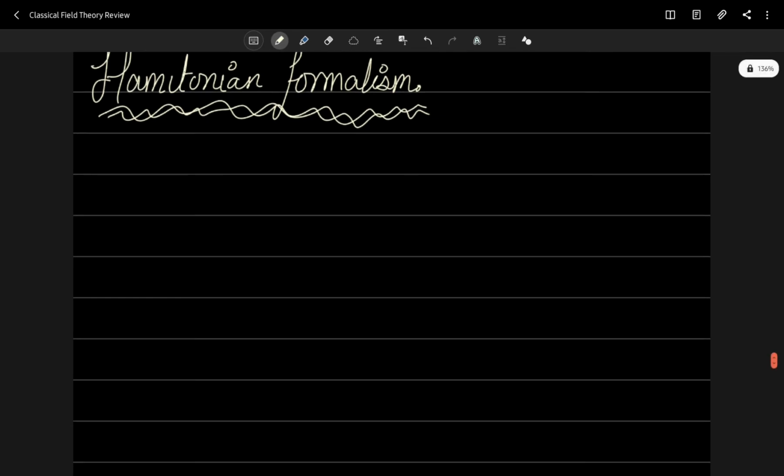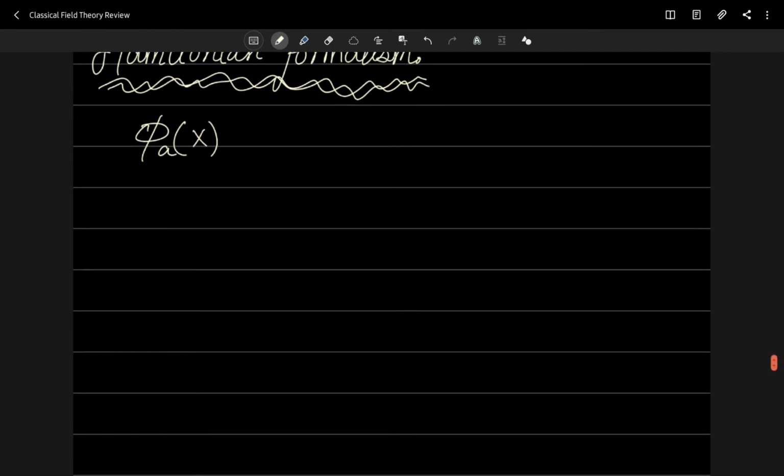Suppose that this phi a of x is a component field's canonical position. Then we define the conjugate momentum, or the conjugate momentum density, for each field as follows. Let me write this down: conjugate momentum density.